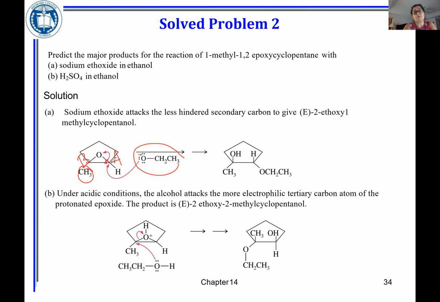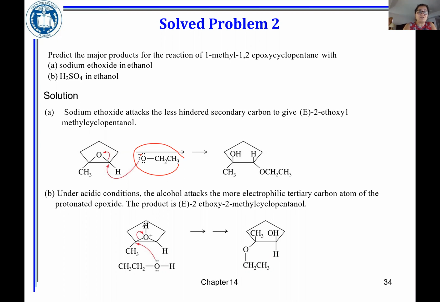So the base is going to attack the least substituted carbon. The difference between A and B is that A is the least substituted carbon and B is the more substituted carbon. So when you bring a base, the base is going to attack the least substituted carbon. And you see the addition is going to take place in this area, on the carbon that is least substituted or has more hydrogen. If you bring in acid first, then it's going to be opposite.